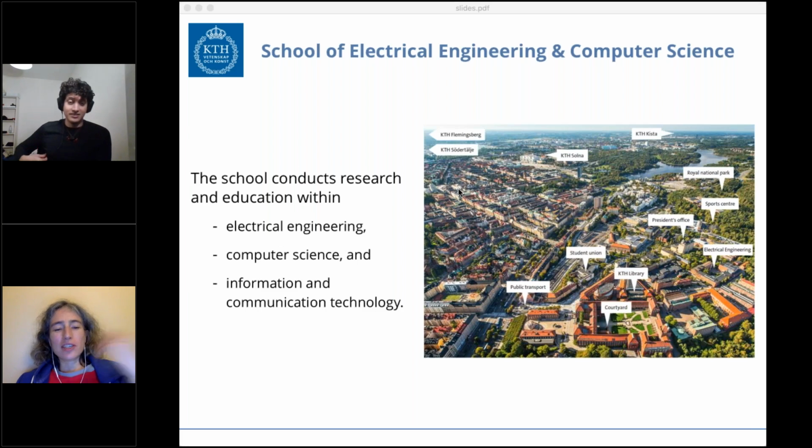It's near to the city center, but it's also quite close to a nice forest. So you have a nice mixture between urban and nature. Some of the EECS school is situated at Kista, which is a bit far out. And you have the potential to take some courses there if you want to. But if you don't want to go to Kista, then you don't have to go there either if you take this master's program.